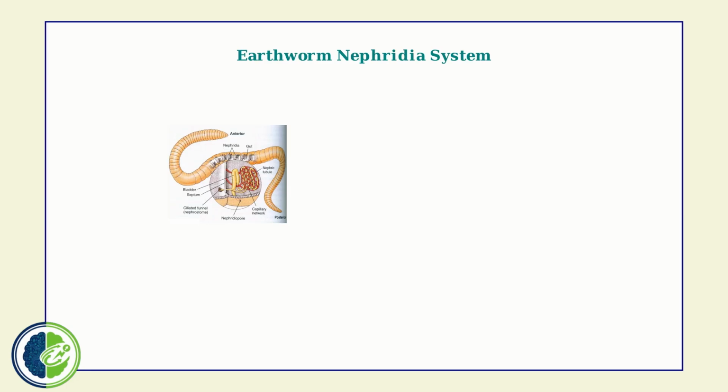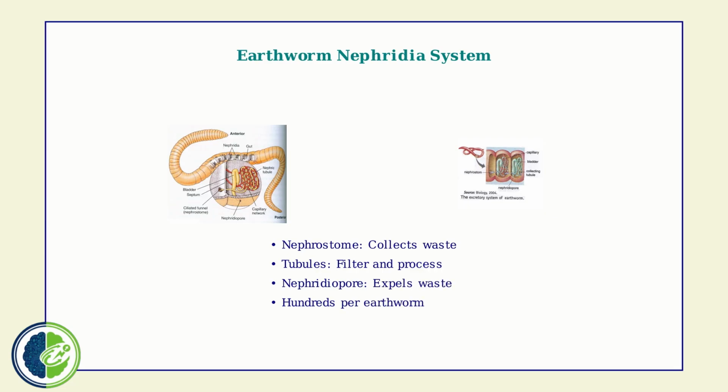Think of nephridia as tiny kidneys. Each earthworm has hundreds of them throughout its body segments. Each nephridium works like a tiny filter. It collects waste from the body cavity through a funnel-like opening called the nephrostome, filters it through tubules, and expels clean fluid through the nephridiopore. This system is perfect for earthworms living in moist soil.